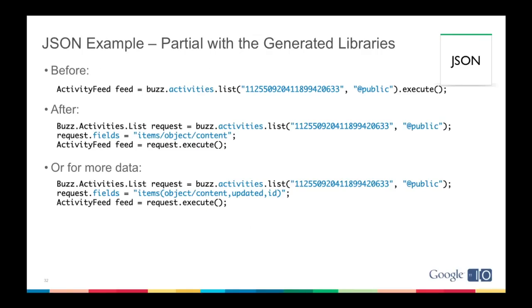So here's an example of using partial. I took that one line of code that we had used in many examples before, and all I did was add a fields mask: request.fields equals item/object/content. Pretty straightforward in that simple case. You might have a more sophisticated use case. Maybe you also want the updated and the ID fields. OK, use the parentheses syntax, comma separated. Not too bad. It's something you have to learn, and you'll only want to use it when you've got a critical section of your application that's running slow. But it's a great tool to have.